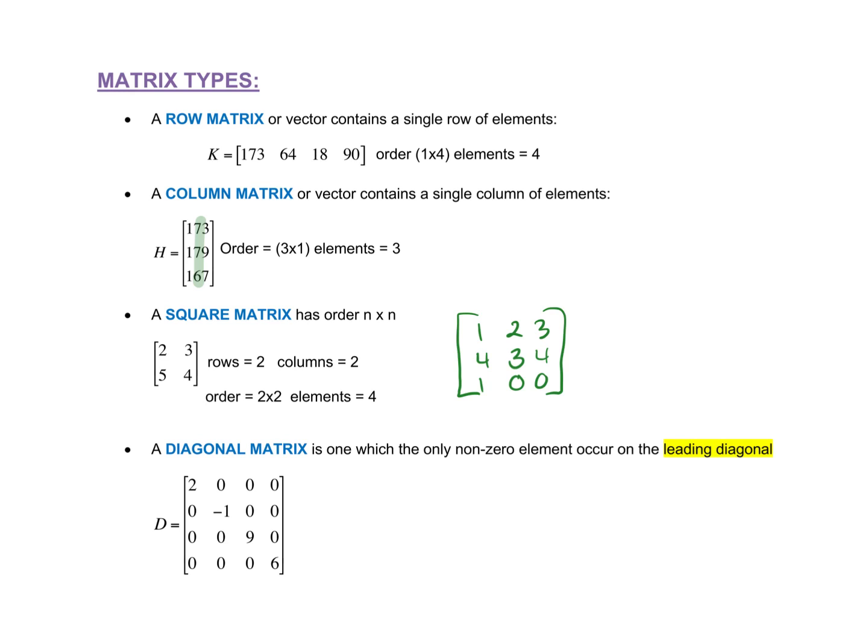Okay, so a diagonal matrix, if you look here, is where you only have numbers on what we call the leading diagonal. The leading diagonal is when you start up in the top left-hand corner and finish down there. That's the leading diagonal. So if you've only got numbers on that and zeros everywhere else, that's a diagonal matrix.